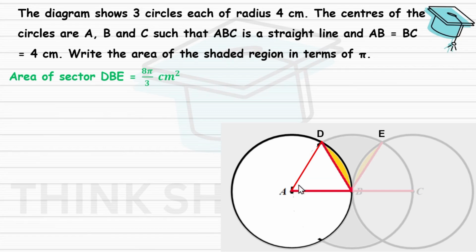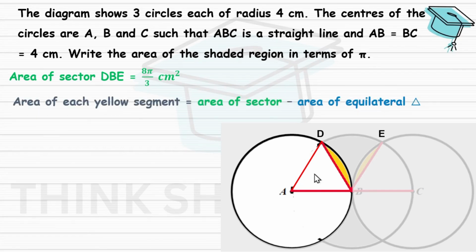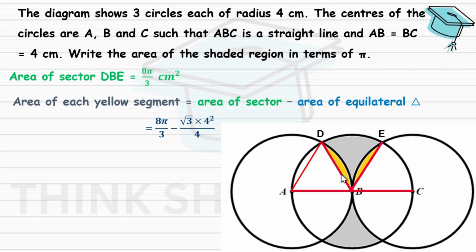The area of a segment is the area of the sector minus the area of the triangle. Now we already have the area of the sector, which is 8 pi by 3. And since this triangle is an equilateral triangle, we have the formula for the equilateral triangle, which is root 3 by 4 into side squared. Now these are equilateral triangles of side 4 cm, right? Now this is the area of one yellow segment, but we have two such yellow parts, right? So the area of two segments is going to be 2 multiplied by this.